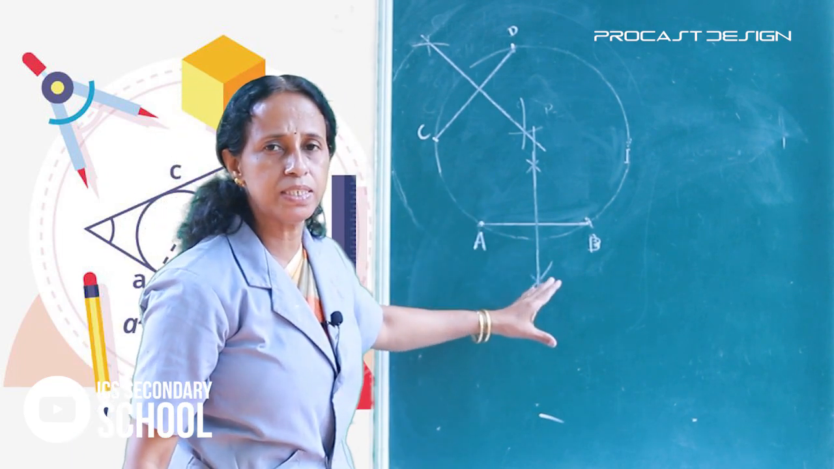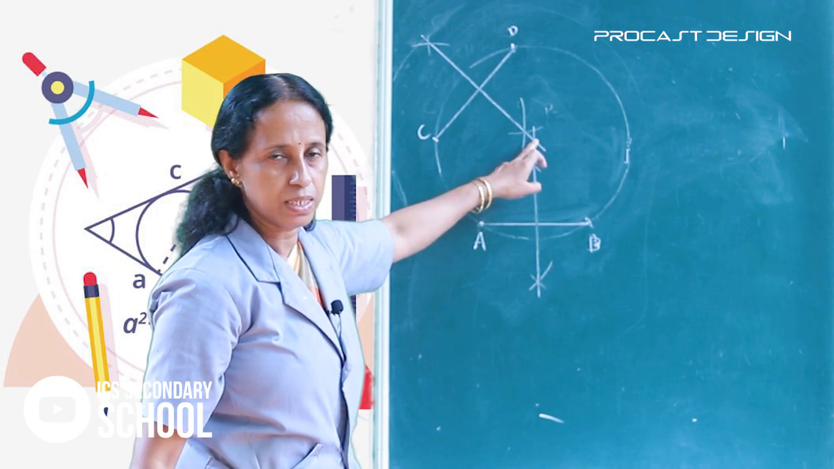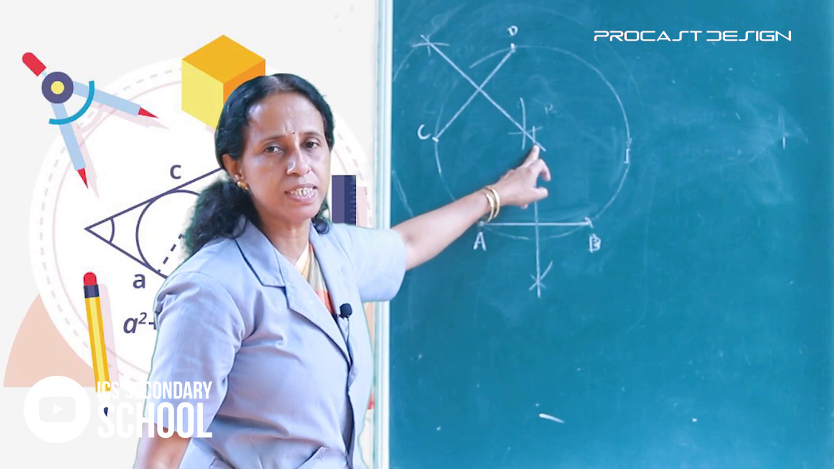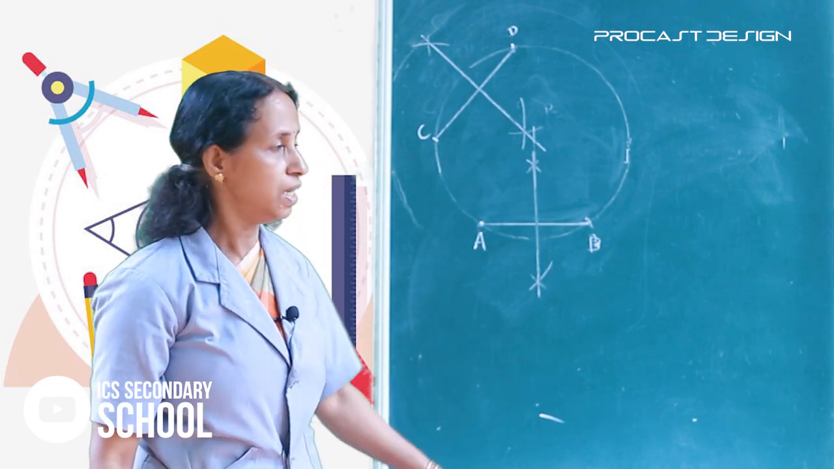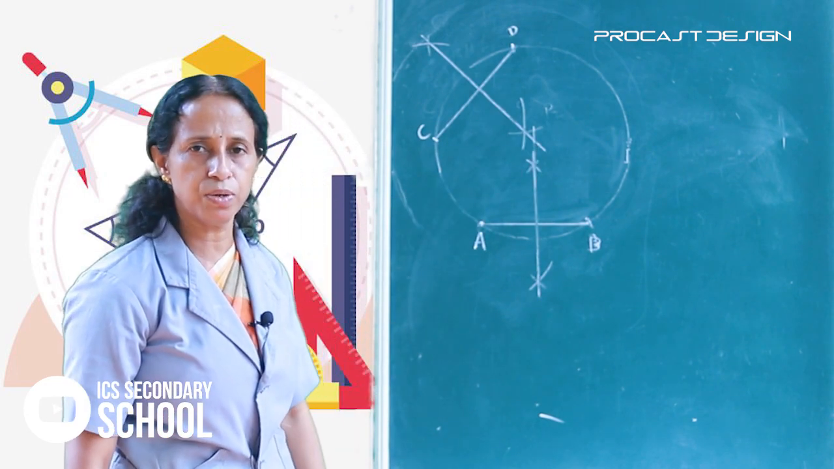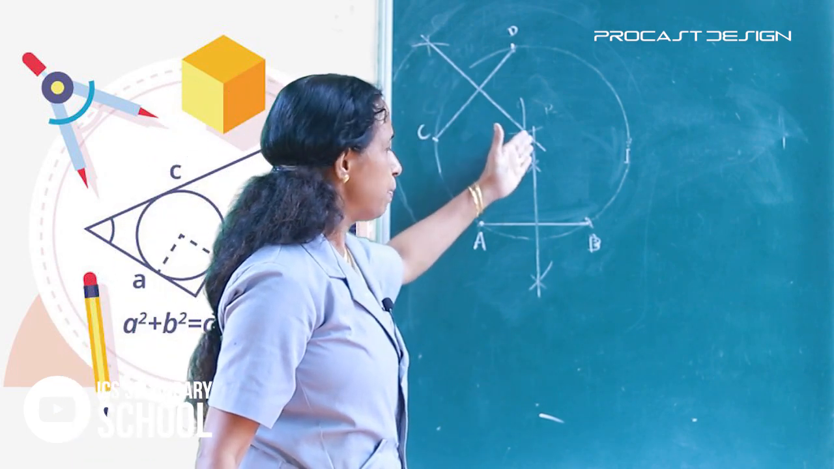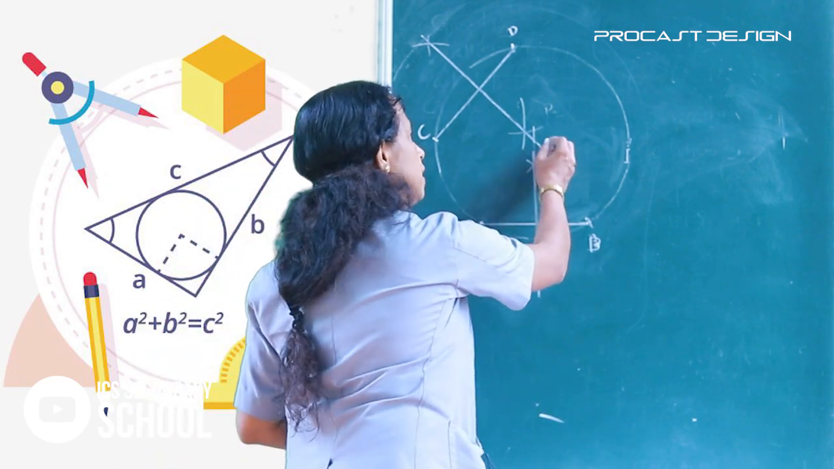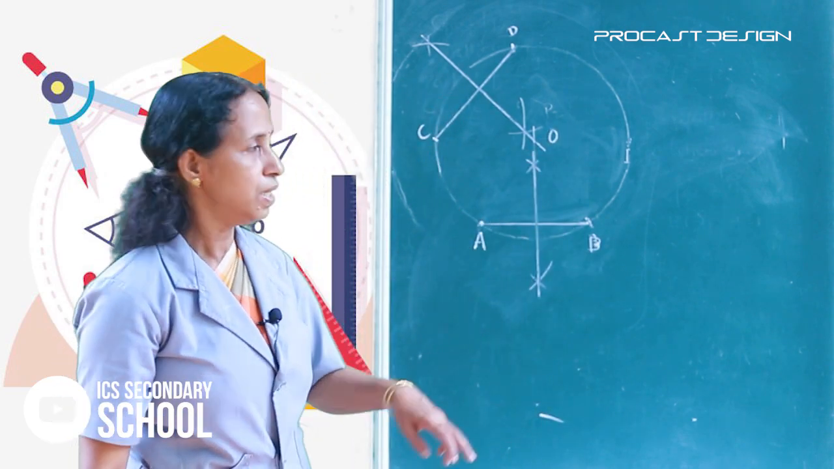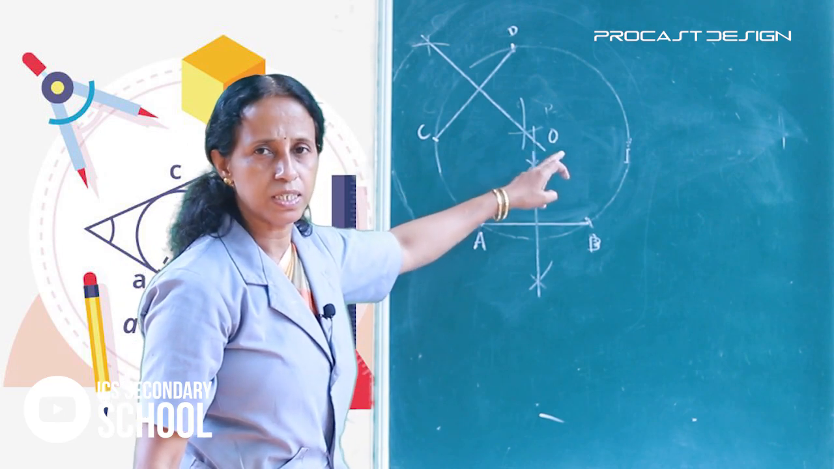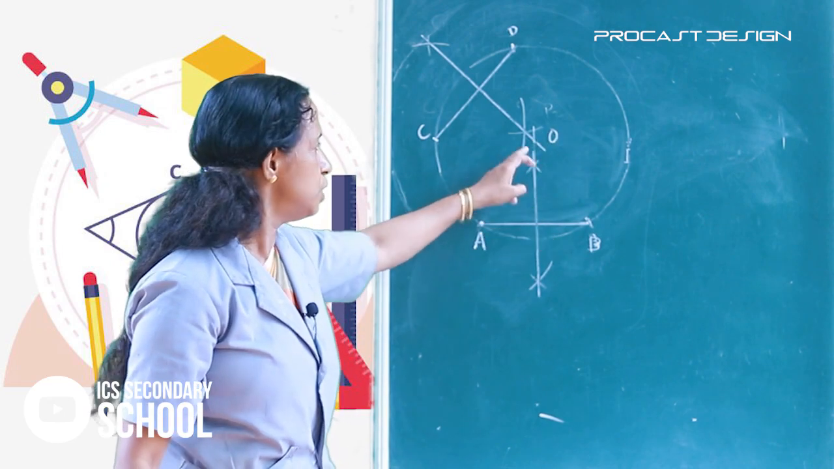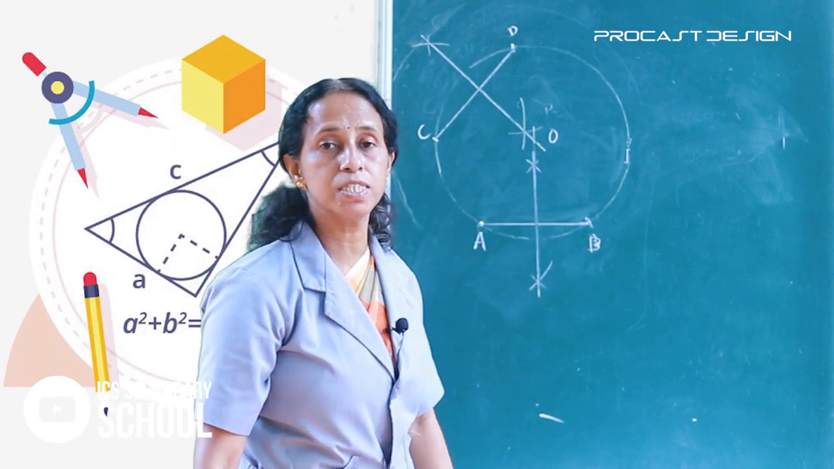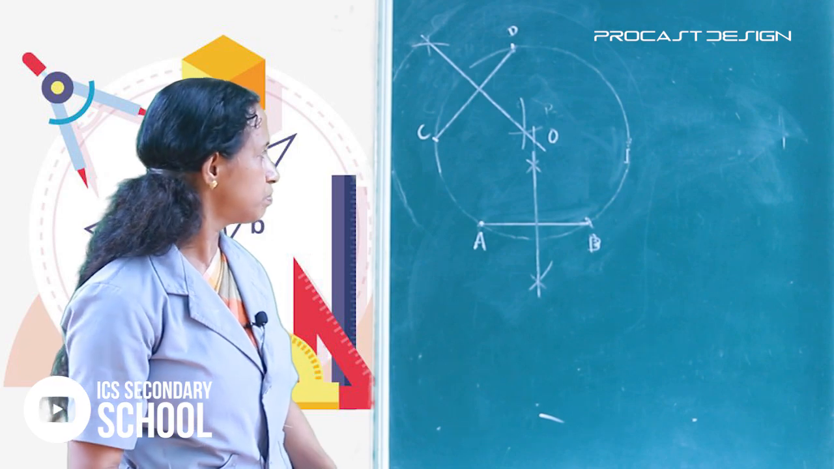These two perpendicular bisectors meet at a point. Take this point O. The point of intersection is called the center of the circle. Okay?